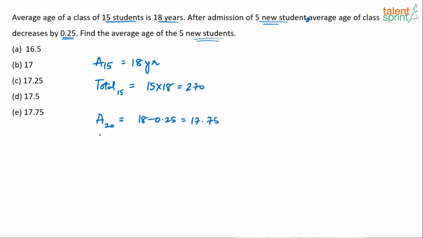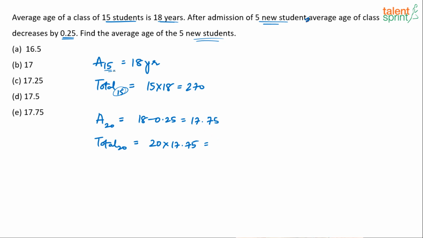Right? What will be the total of these 20 students? You know what total is, right? Total is number of students into the average value. So number of students 15 into 18. Number of students 20 into 17.75. So 20 times 17.75. You getting it? How much is this? Are you able to follow?